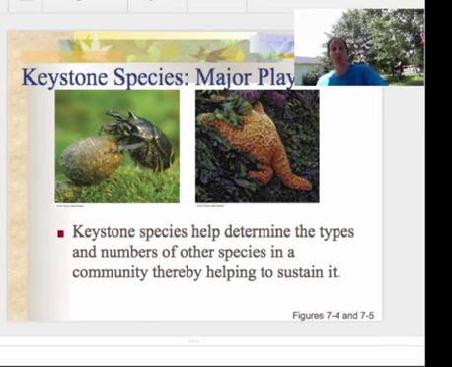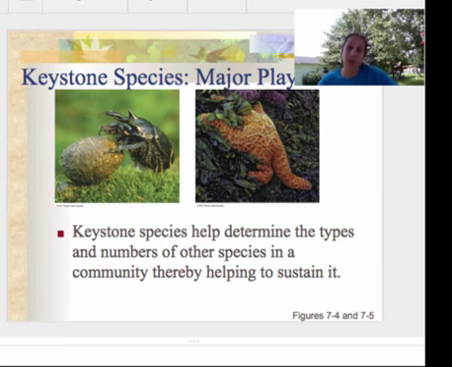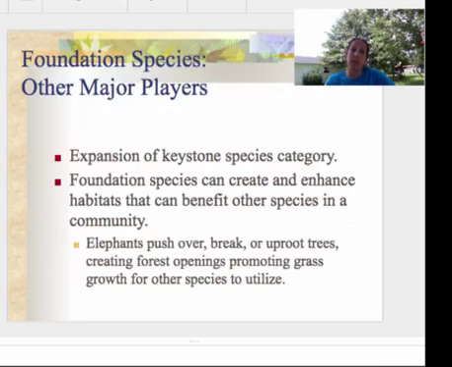Some vocabulary that we're going to talk about really quickly is keystone species. These are the major players. So they're going to be helping to sustain the environment, such as sea otters, which are a good keystone species. We learned about the wolf in Yellowstone from our film. And certain beetles. So they help maintain it. They're a key player. Some other major players might be elephants because they're going to be pushing over or breaking up trees, and therefore they're going to be helping the growth for other species to live.